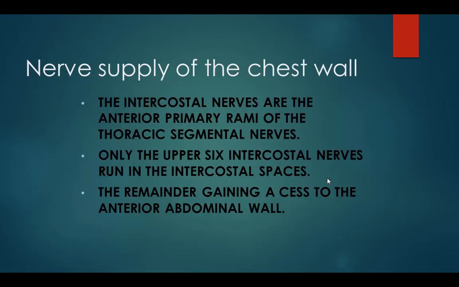So the nerve supply of the chest wall. The intercostal nerves are the anterior primary rami of the thoracic segmental nerves. All the upper 6 intercostal nerves run in the intercostal space, the remainder gaining access to the anterior abdominal wall. So the upper 6 only supply the skin of the chest, and the lower 6 supply the anterior abdominal wall.